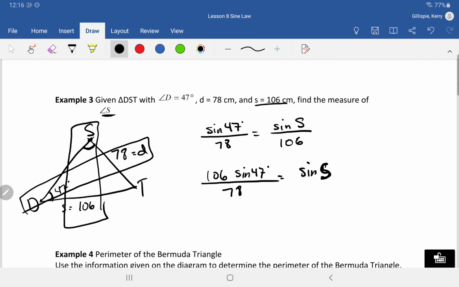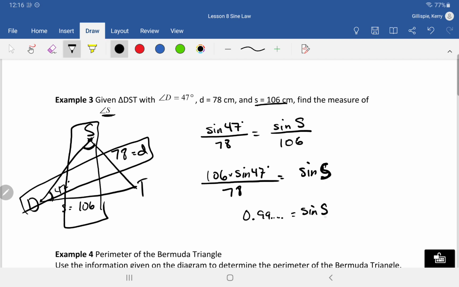The reason we do that is because we don't want the calculator to accidentally do the sine of 47 and 106 as an entire angle. We want to make sure we multiply 106 by the sine of 47, and we divide by 78. You're going to get a long decimal, 0.99, and it keeps on going. Those numbers are going to be important. If you round it off, you're going to get really, really different answers. So we have to keep all that in the calculator.